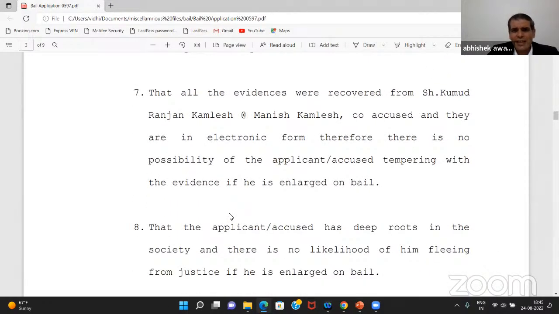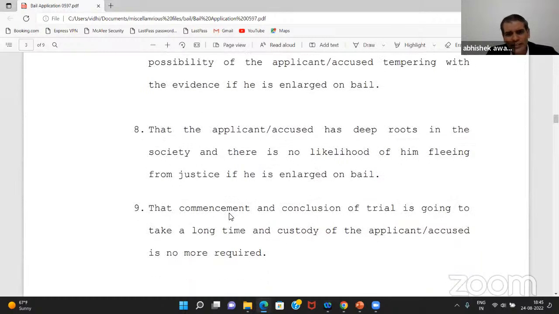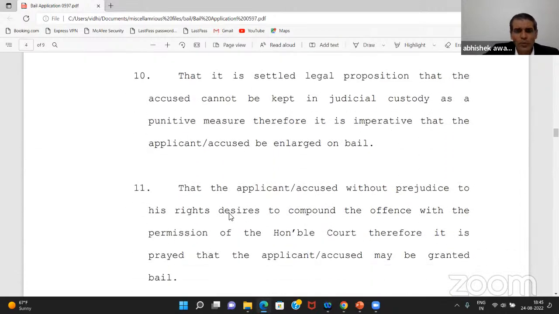Then it says all the evidence has been recovered in electronic form and cannot be tampered with, nothing else is to be recovered, so he is to be enlarged on bail. The applicant accused has deep roots in society. There is no likelihood of him fleeing from justice if he is enlarged on bail. Commencement and conclusion of trial is going to take a long time. Custody of the applicant accused is no more required. It is a settled legal proposition that the accused cannot be kept in judicial custody as a punitive measure. Therefore, it is imperative that the applicant accused be enlarged on bail.